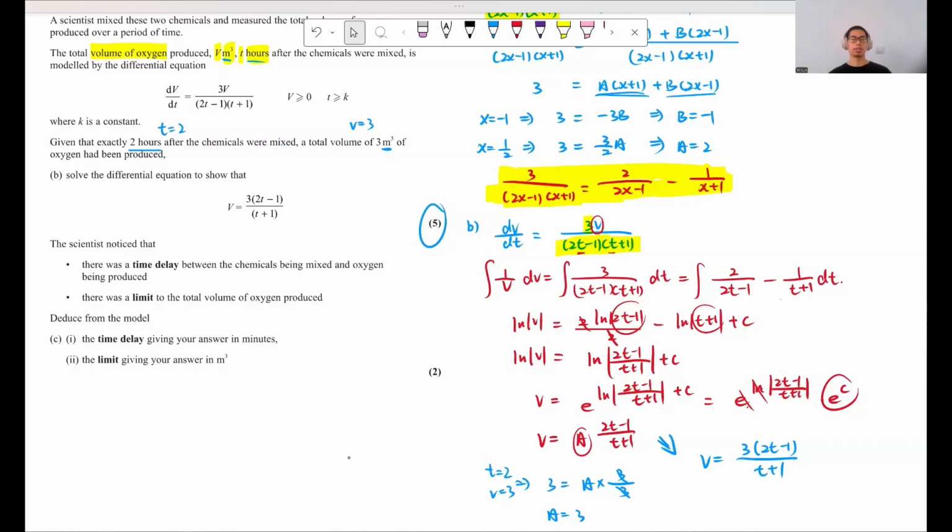So when they ask for the time delay between the chemicals being mixed and oxygen being produced, it's because when the two chemicals are put in, oxygen is not produced immediately. Yeah. So there's a time delay before the oxygen is produced. So we need to work out that time. So we want to work out when oxygen starts to be produced.